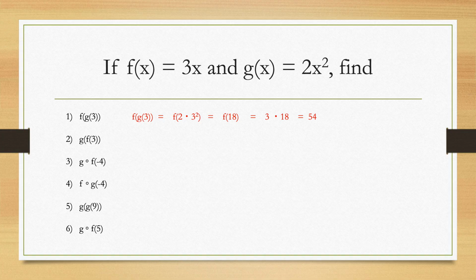We did f of g of 3. Now let's do g of f of 3. So start with the input going into the f function and finish with it going into g, the exact opposite order of the previous problem. Go ahead.